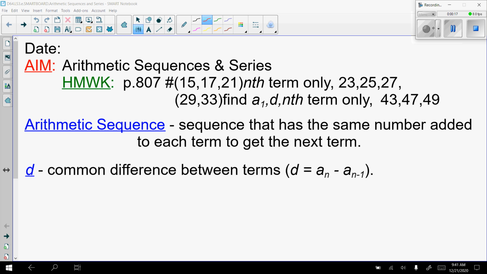Arithmetic sequence: a sequence that has the same number added to each term to get to the next term. d is the common difference between terms, and you can find the common difference by taking any term and subtracting the previous term. Or if you prefer, you can take one term and figure out what you are adding to get to the next term in the sequence. Please move on to the next slide.